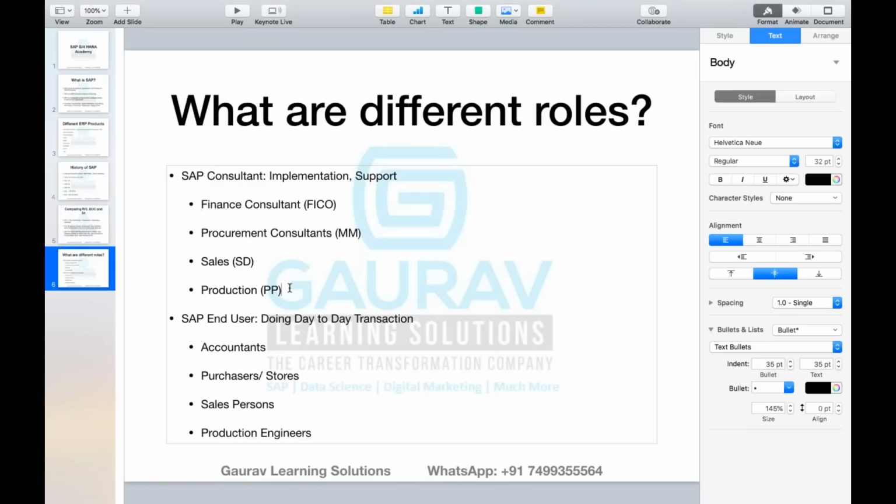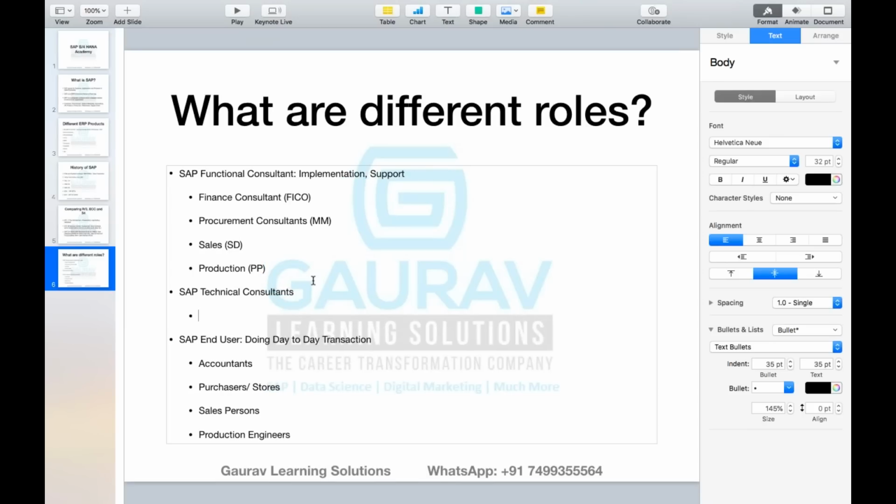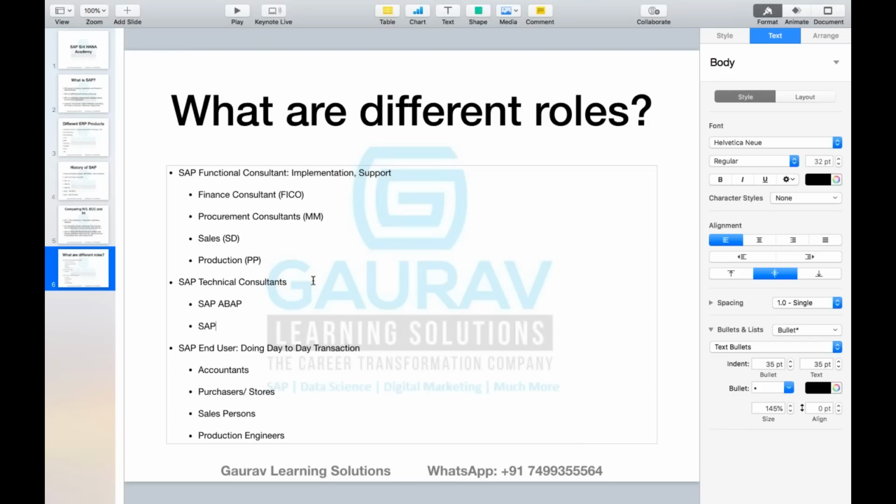So these are functional. Just remember, within consultants also, let me write it here. Within consultants, there are 2 parts: functional consultants, and there is something called SAP technical consultants. What are these technical consultants? You must have heard about SAP ABAP. You must have heard about SAP Basis.